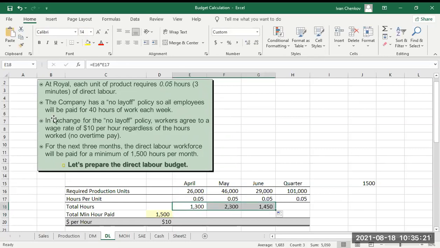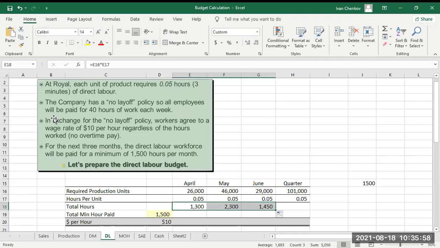Now, the company has a no layoff policy. So all the employees will be paid 40 hours for the work each week. What that means is that if they only work 35 hours, we're still going to pay them for 40 hours. If they work 20 hours, we're still going to pay them 40 hours per week. Make sense? Yes.